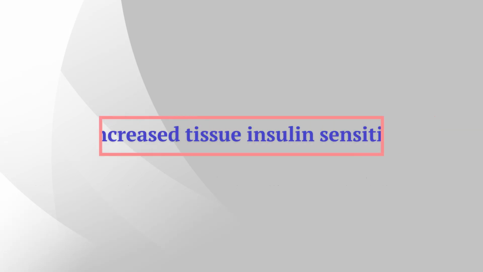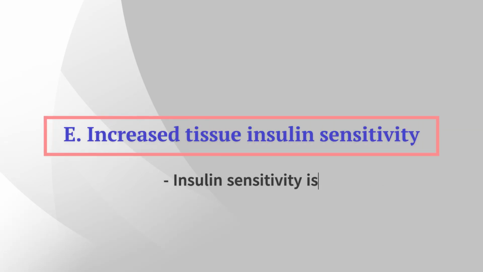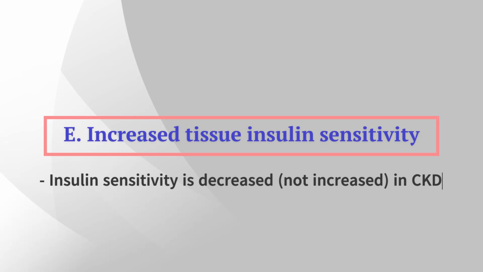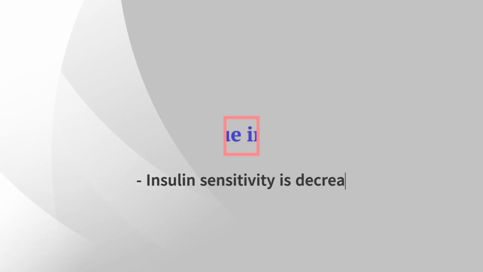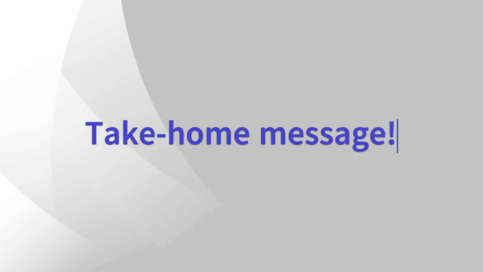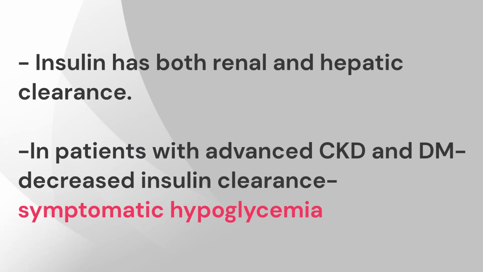E. Increased tissue insulin sensitivity. Insulin sensitivity is decreased, not increased, in CKD due to the accumulation of urea and other metabolic toxins. Your take-home message from this question is that insulin has both renal and hepatic clearance. In patients with advanced chronic kidney disease and diabetes mellitus, decreased renal clearance of insulin can lead to symptomatic hypoglycemia if exogenous insulin doses are not adjusted based on the change in renal function.